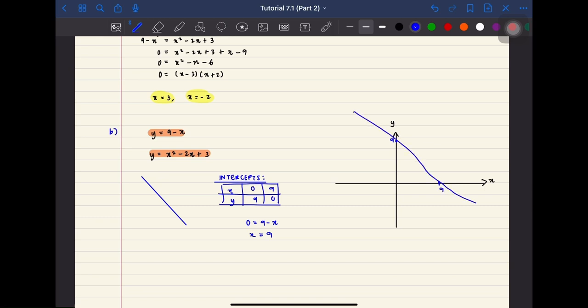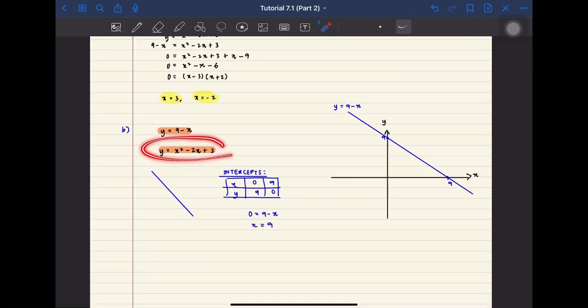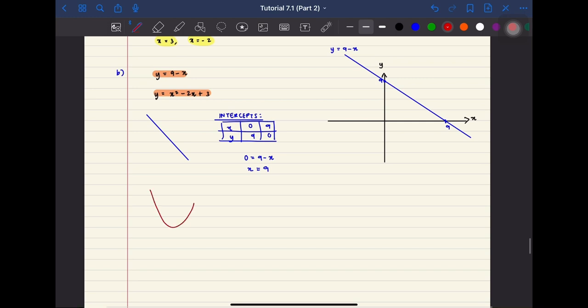So this is how your graph should look like. Jangan kita gerak sikit lah. 9 tu jauh sikit. So label your graph. So this is y equal to 9 minus x. Okay, now untuk graf senyum pula. Untuk graf senyum, kenapa saya kata senyum? Sebab tengok dia punya function tu. Okay, x square dia positive, so we know it is smile shape.